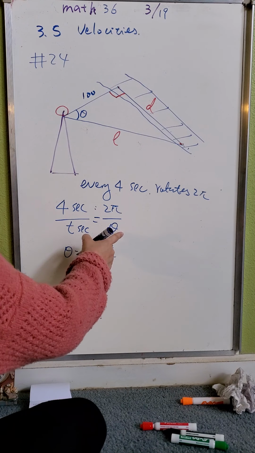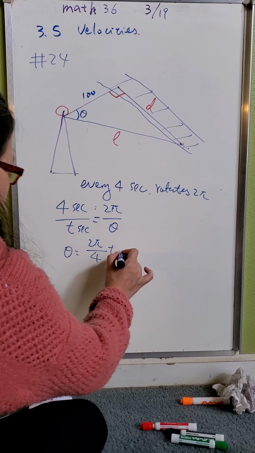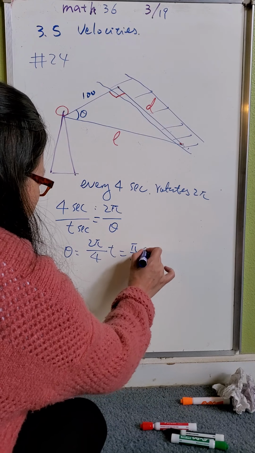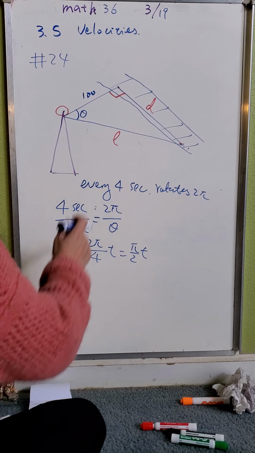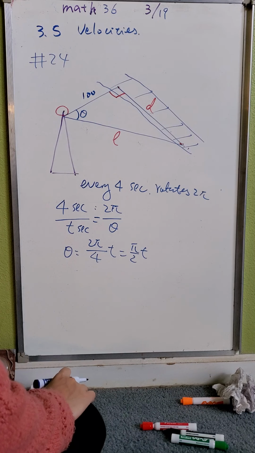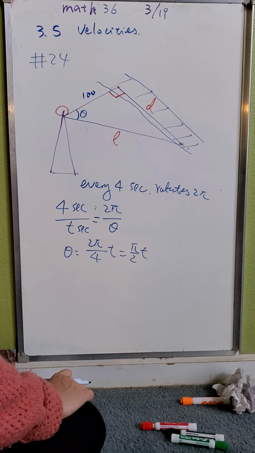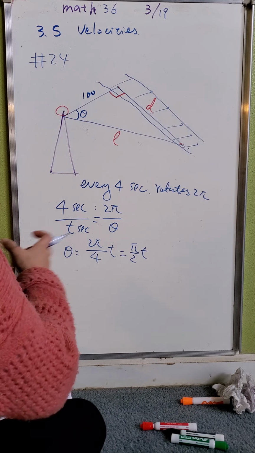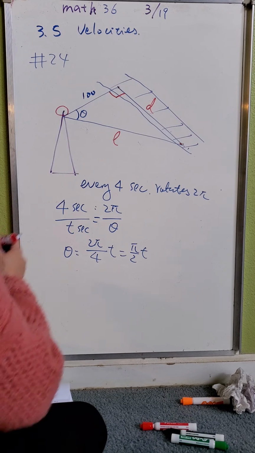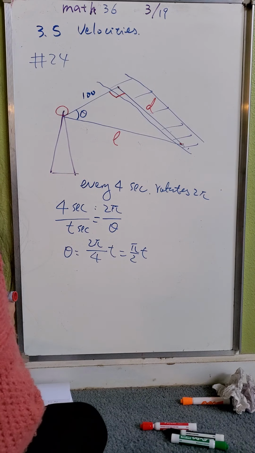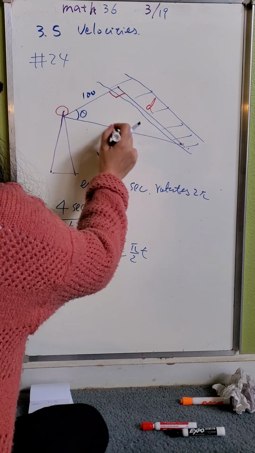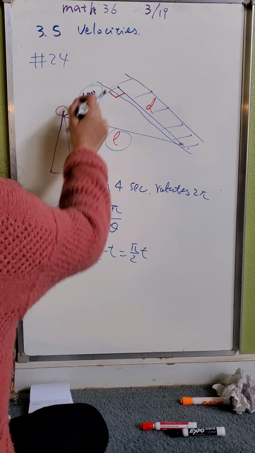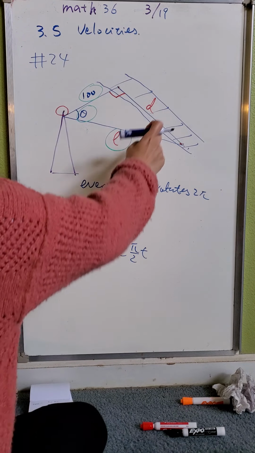Every t second, you go theta pi. So that's equal pi over 2 t. Now we need to see, okay, we know the theta. I'm looking for L. So I'm looking for the relationship between L, theta, and 100. For your homework assignment, you're looking for D.